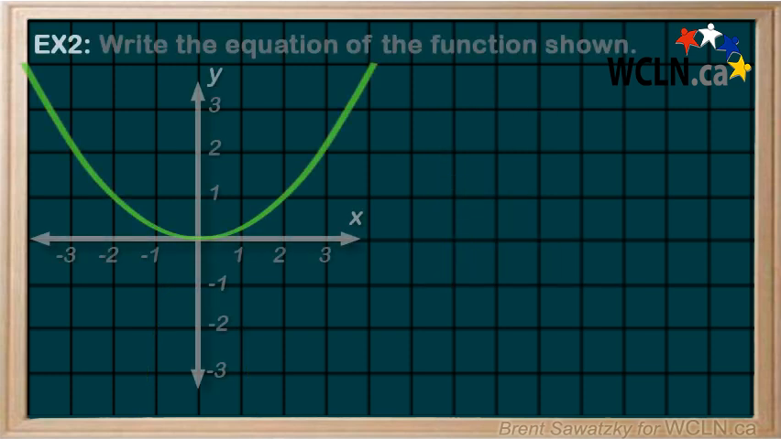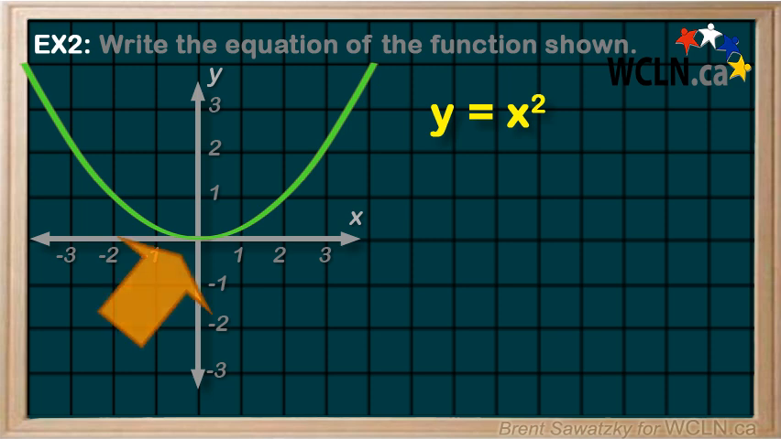Example 2. Write the equation of the function shown in this graph. Well, we start by recognizing this as a quadratic function again, or degree 2. No vertical reflection this time, and we don't see any translations, horizontal or vertical. That is, the vertex is right on the origin here, same as the base.